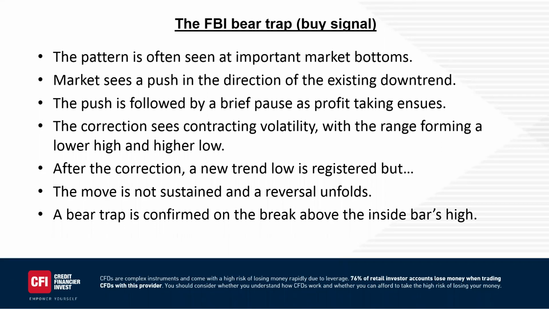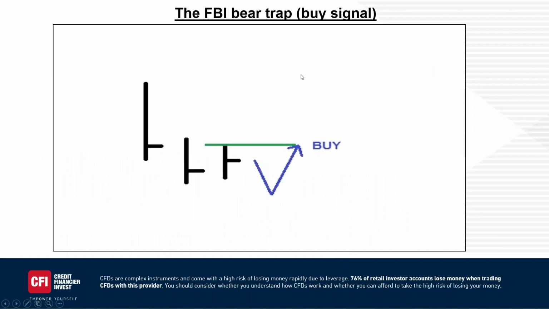Once that correction has been completed, the market then pushes down, breaks through the bottom of the inside bar low, makes a new low for the downtrend, but the move isn't sustained, and a bullish upside reversal takes hold. That confirms the bear trap once we get back above the high of the inside bar pattern. And this is what it looks like.